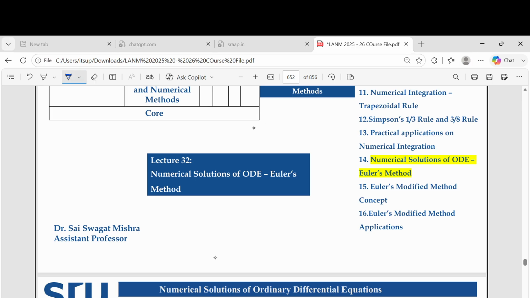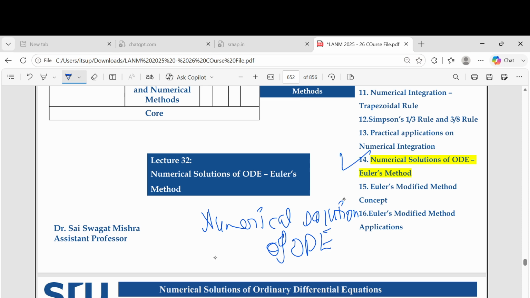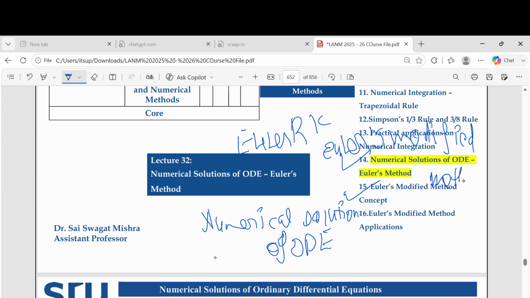In the next class, we discuss the numerical solution of ODE. There are 3 lectures: Euler's method, Euler's modified method, and RK method. So this is your next week.